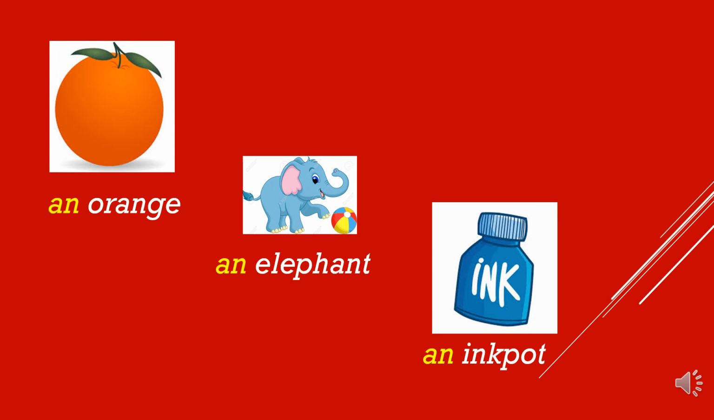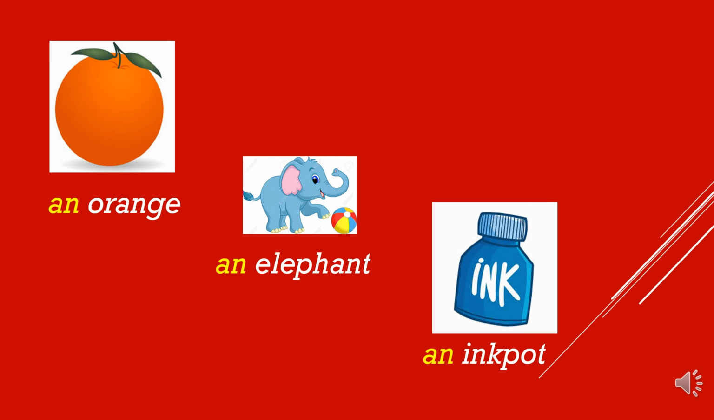Students, look at the pictures on the screen. First picture we have orange. An orange. Why it is an orange? Because orange is starting with the vowel sound O. So we will put an orange.